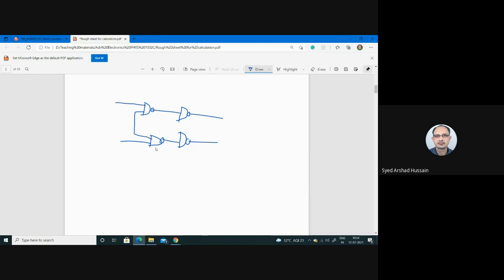You already know this, so we will do a quick recap. Like this is your S, this is your R. We say this is the clock input.